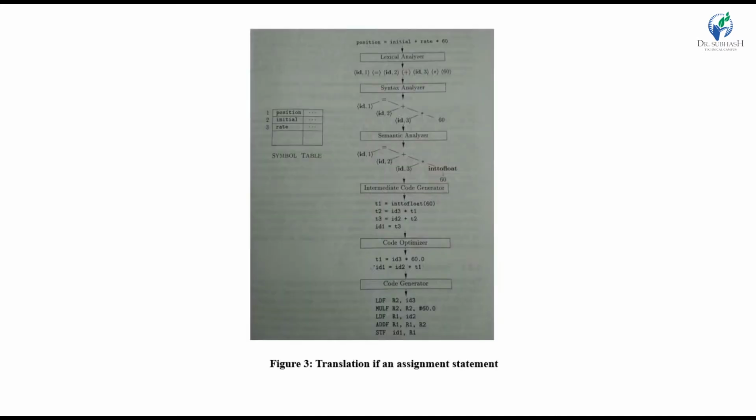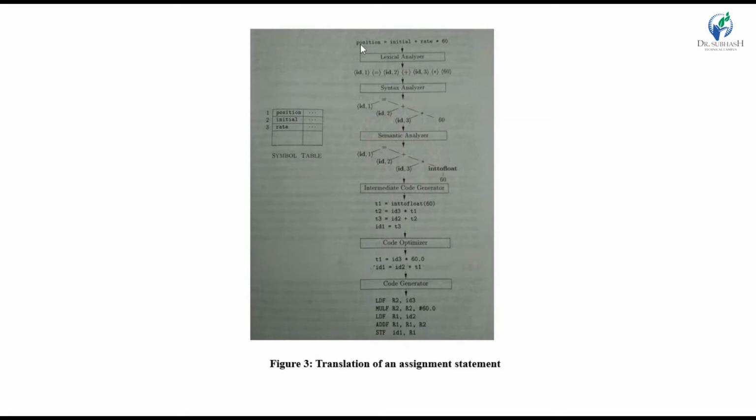So here you can see how the source code is converted into the target program. Your source code is position equal to initial plus rate into 60, and your target code is converted into machine code. So first your source code written in any language is passed through the different phases of the compiler, and finally it generates the target code which the machine can easily understand.